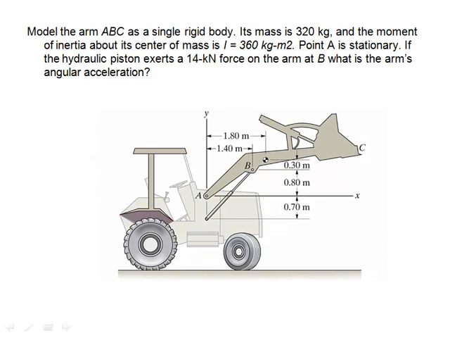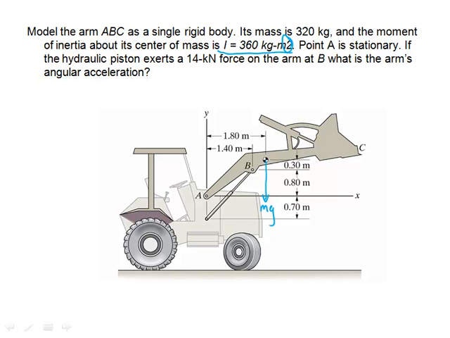Let's start off with a force diagram. So I have an arm ABC, and it's got a mass of 320 kilograms. So there's going to be a weight, and I always put my weight at the center of gravity. So mg would be coming there as 320 kilograms times g. The moment of inertia about the center of mass is given, 360 kilogram meters squared. That would be a squared there. Point A is stationary, so that's my pivot point.